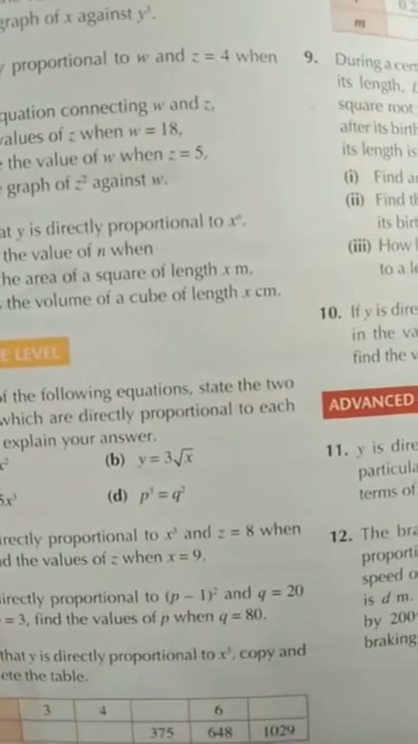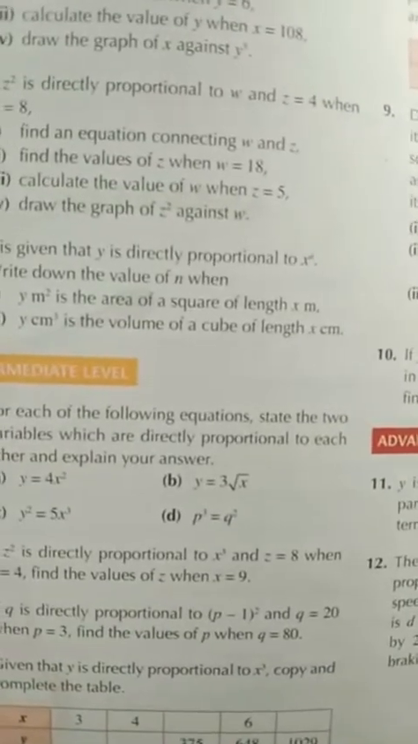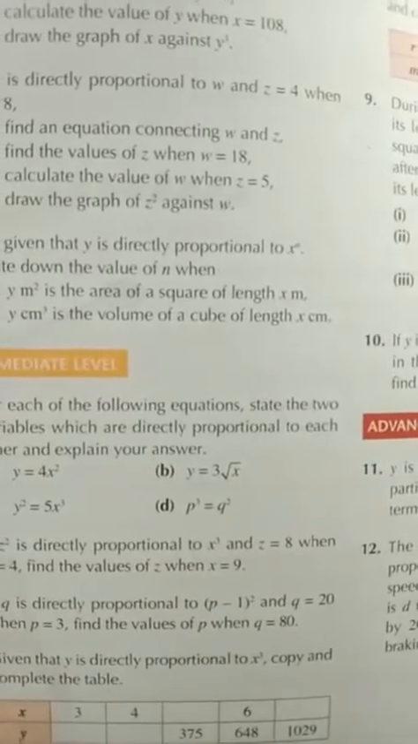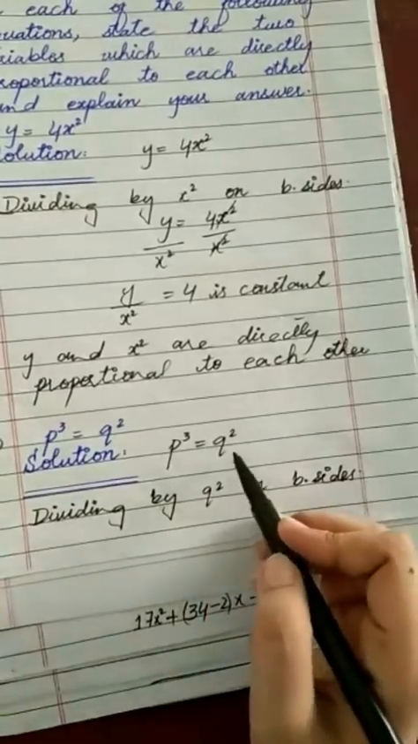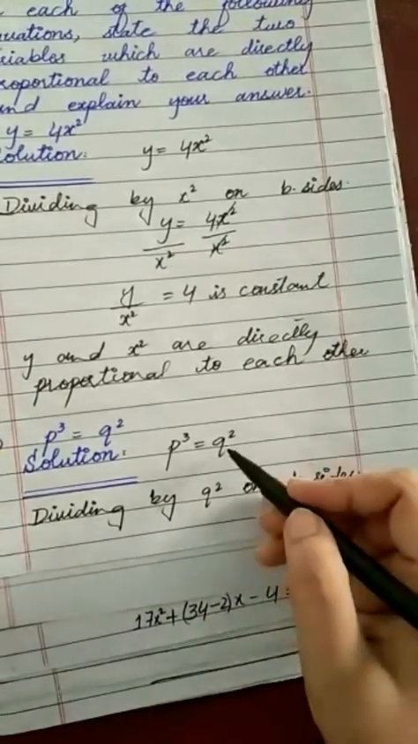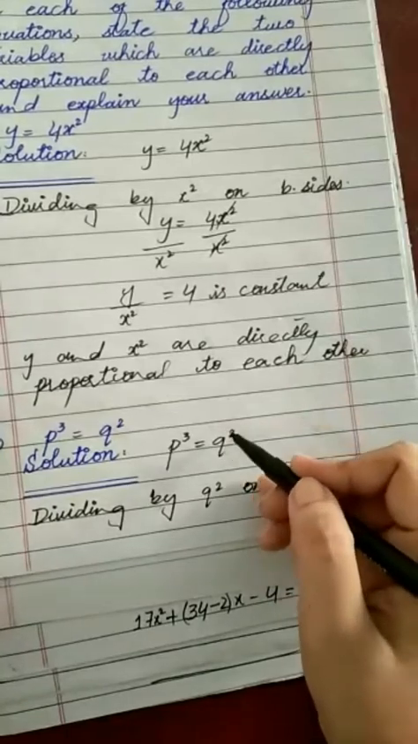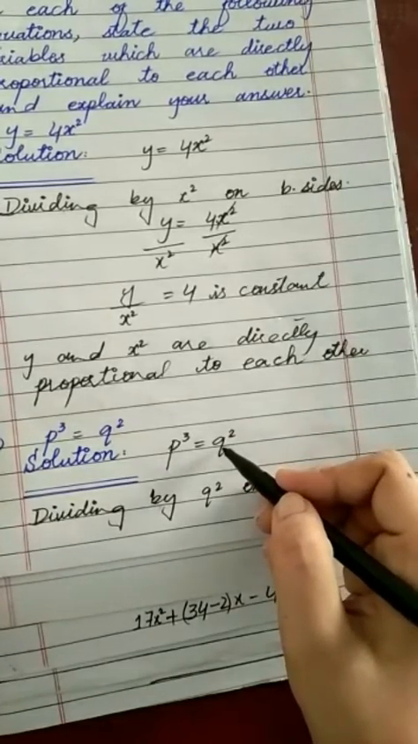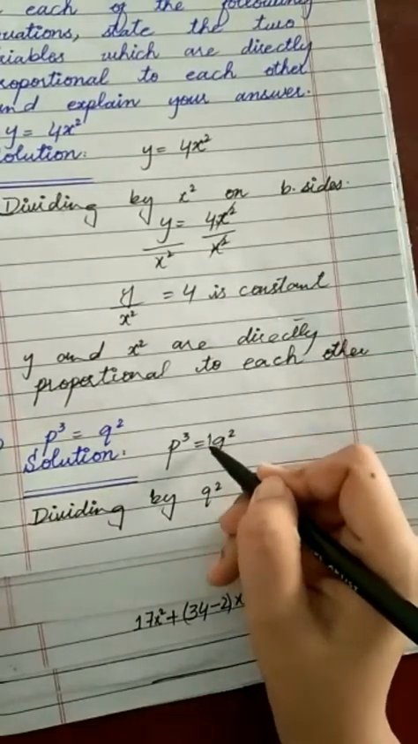I'll solve the D part for you. B and C part you will solve. It is easy math. With an easy method you can solve these two. As it's given, p cube is equal to q square. Don't worry that there is no coefficient with the variables. If no coefficient is there, consider that there is 1.